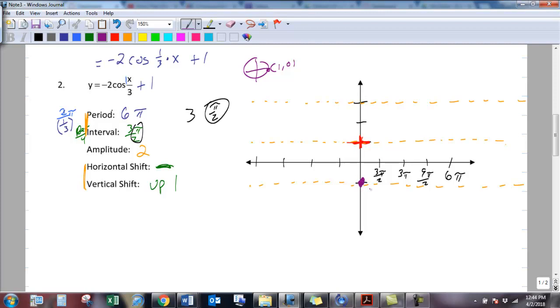Hey y'all, finish the graph. Hopefully by now you know the pattern. If it starts at the bottom, middle, top, middle, bottom. Then go the other way.